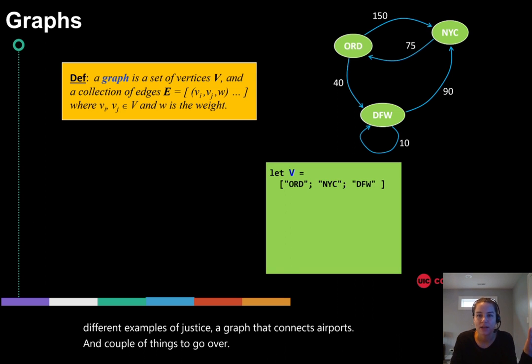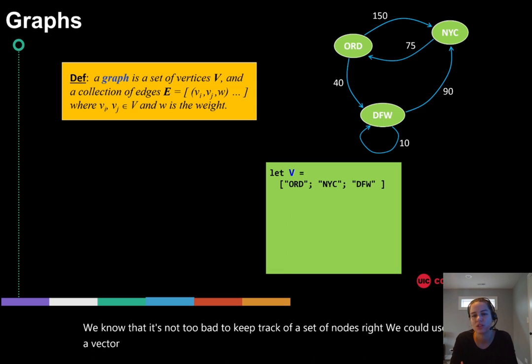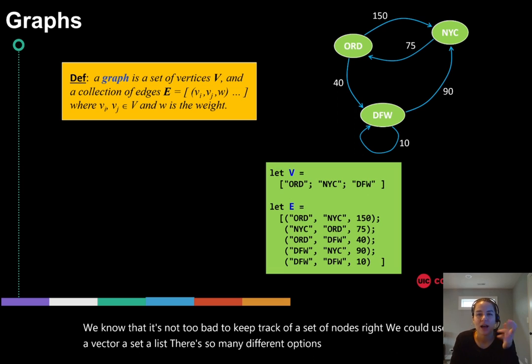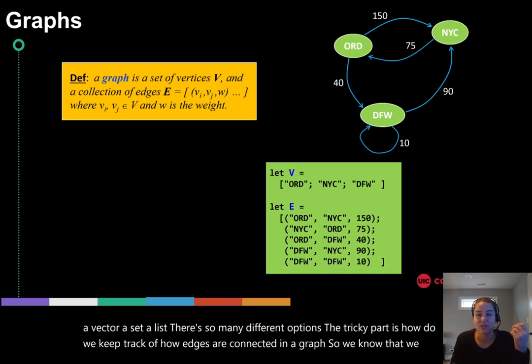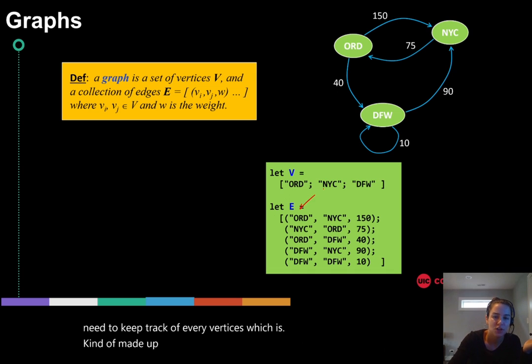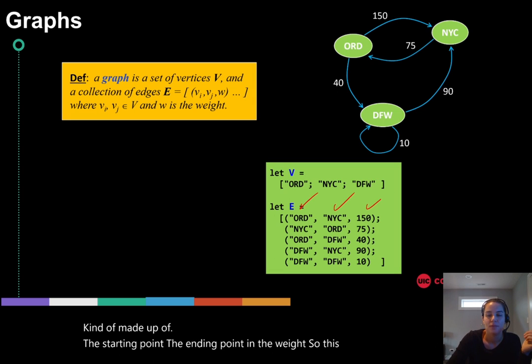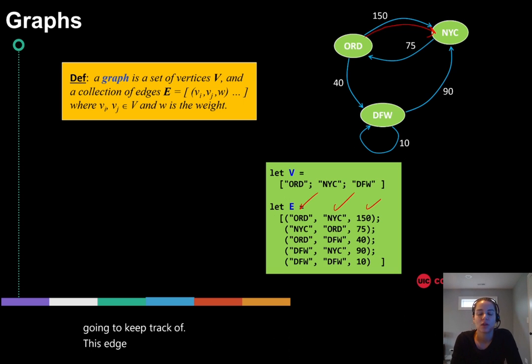We know that it's not too bad to keep track of a set of nodes, right? We could use a vector, a set, a list. There are so many different options. The tricky part is how do we keep track of how edges are connected in a graph? So we know that we need to keep track of every edge, which is made up of the starting point, the ending point, and the weight. So this particular edge is going to keep track of this edge that's drawn in the graph.